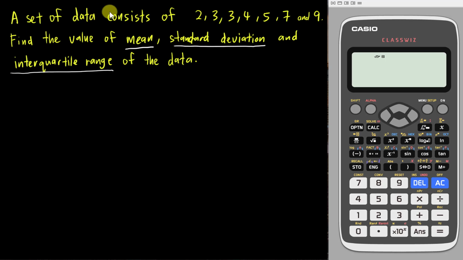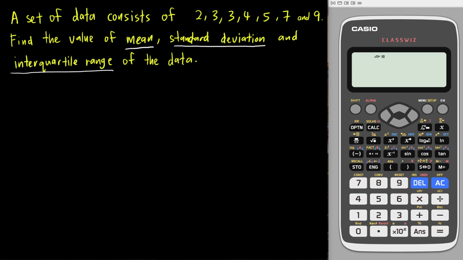The question says a set of data consists of 2, 3, 3, 4, 5, 7, and 9. Then they ask you to find the value of the mean, standard deviation, and interquartile range of the data. I will teach you how to do it manually. After that, I will teach you how to use the calculator to solve it quickly, so that you can always use the calculator to double check your answer in your exam.